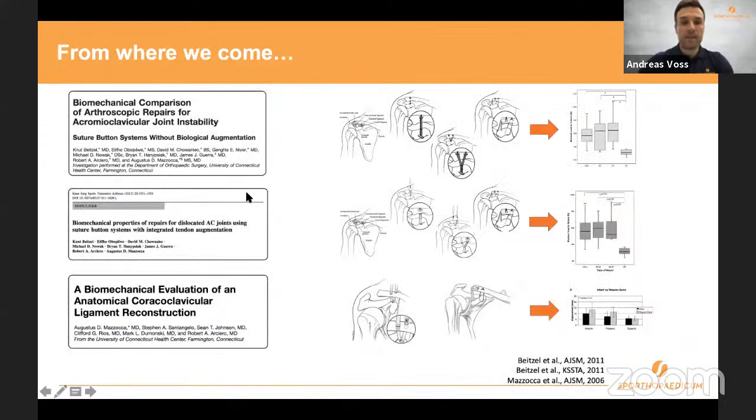And lastly, a lot has been published about biomechanical studies. We know the different tension suspension implants. We have suture implants. We have grafts we use, as the Americans mostly do, with the anatomic coracoclavicular ligament reconstruction. But all these biomechanical studies show that we can achieve good biomechanical results compared to the native AC joint.